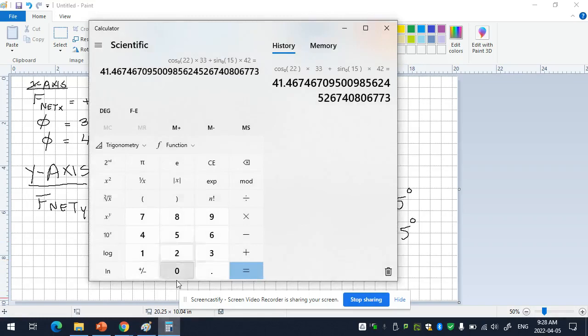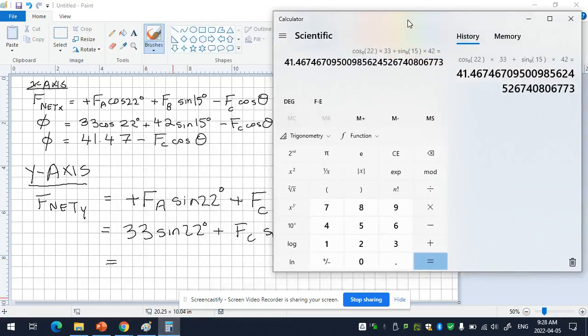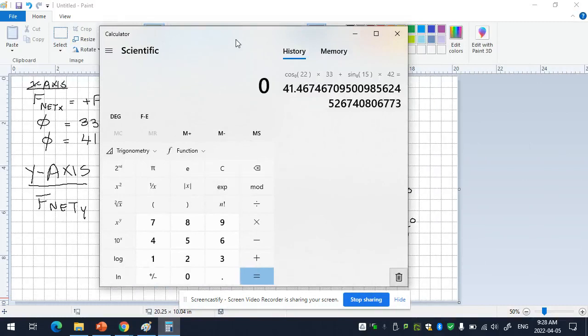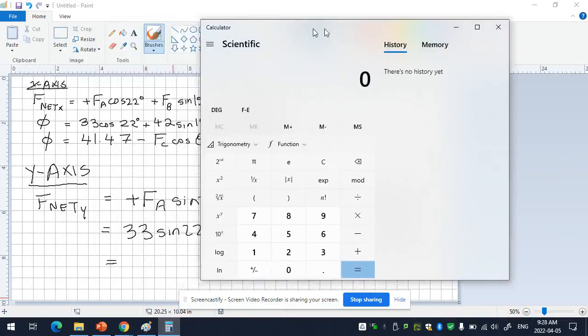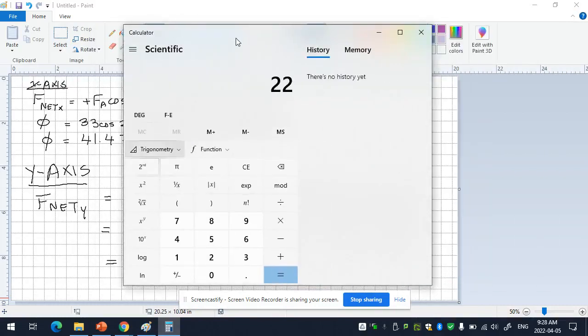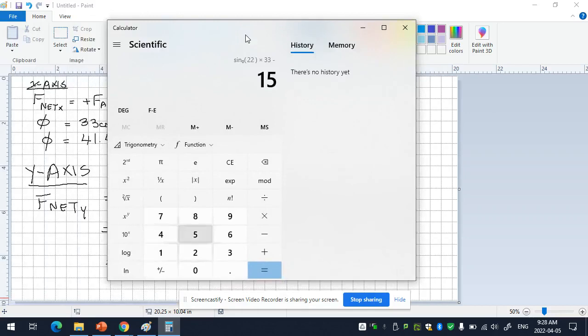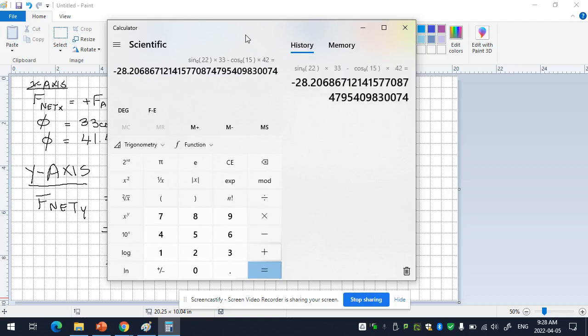Give me 1 second. All right, what do we do? 33 sine minus 42 cosine. Okay, clear, clear. So 33 sine. So 22 sine times 33 minus 15 cosine first times 42. Let me check. Sine 22 times 33 minus cosine. Yeah, that's correct. I got what answer?